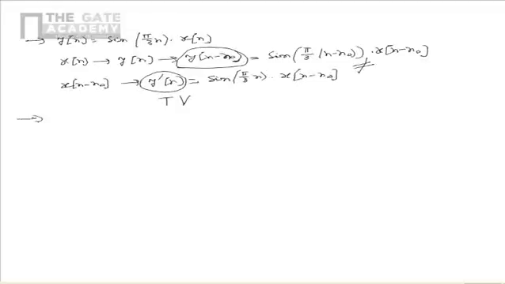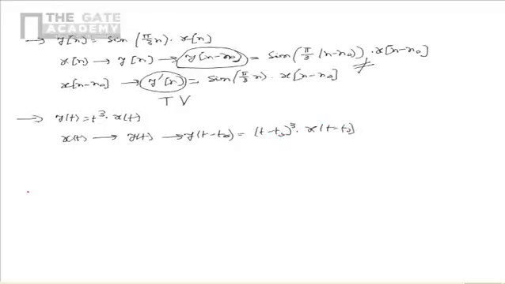Now let us consider another system which can be represented as y of t is equal to t cube into x of t. This is a continuous time system. We have to find if the system is time invariant. So here for an input of x of t, the output is y of t and the delayed version of the output is y of t minus t naught, which is obtained by replacing t by t minus t naught. So it would be t minus t naught whole cube multiplied by x of t minus t naught.